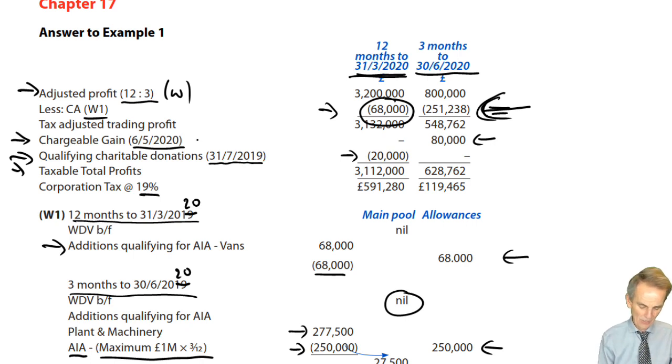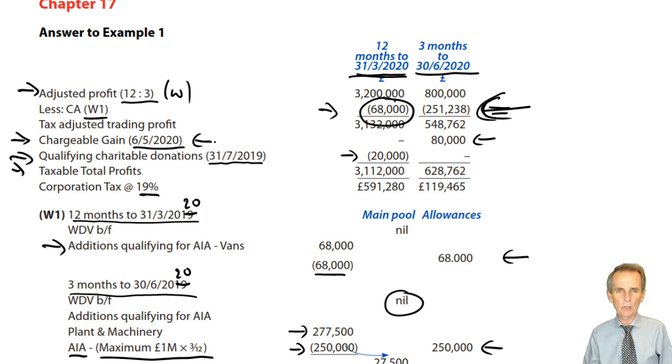Chargeable gains, you don't yet know how to do it, but you may have been required to calculate that chargeable gain there, as well as merely allocating it to the relevant accounting period. Any qualifying charitable donations paid in the period will be identified clearly within the question. You simply need to allocate them.